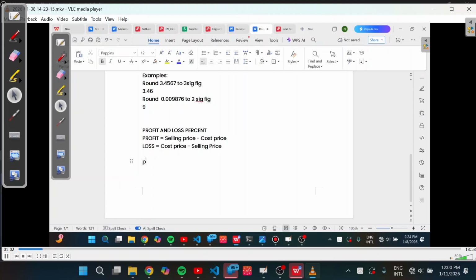So now we have the formula for profit to be selling price minus cost price, the formula for loss to be cost price minus selling price. So percentage profit is basically profit over cost price multiplied by 100, while the loss percentage is basically loss over cost price multiplied by 100.